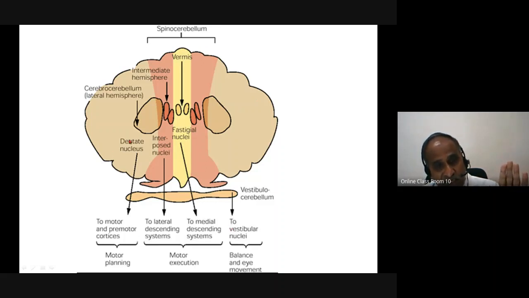I repeat, the dentate nucleus is connected to the cerebrocerebellum, and it is for motor planning. The interpositus is connected with the spinal cord, and it is for motor execution, especially of the distal muscles. Then the fastigial nucleus in the vermis is connected to the axial muscles, for maintaining posture. Then the vestibulocerebellum is connected to the vestibular nuclei for balance and eyeball movement.